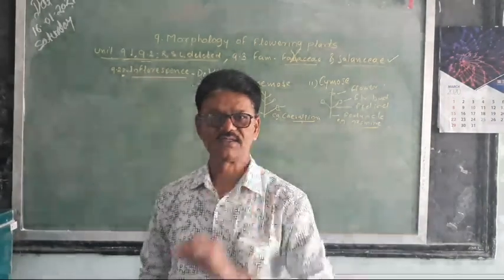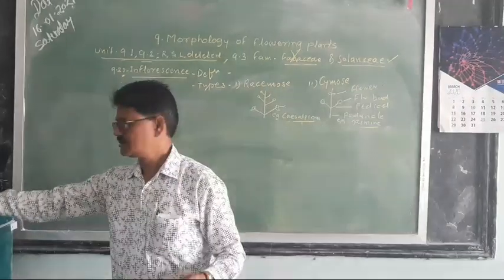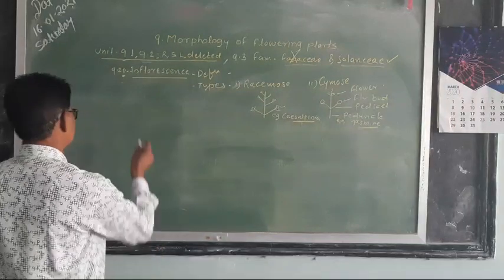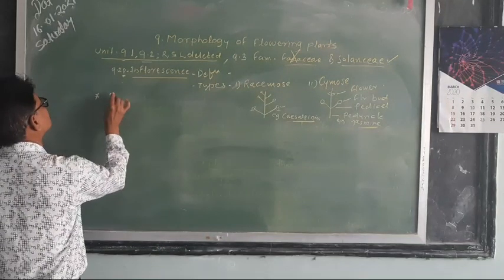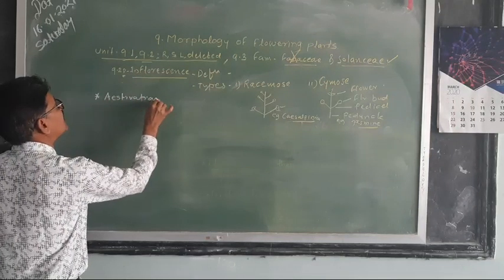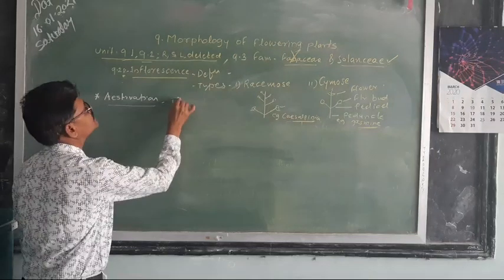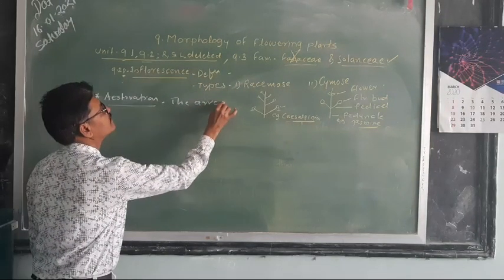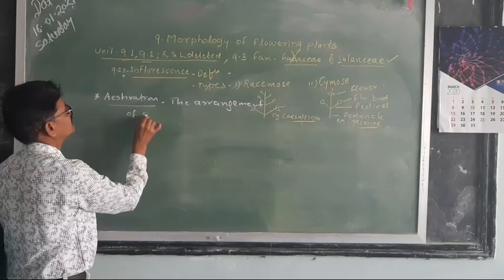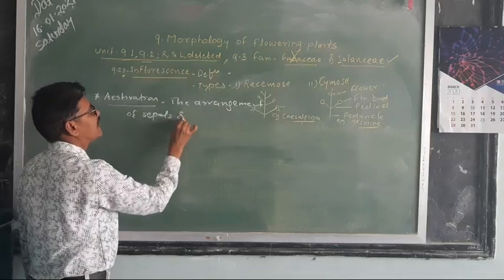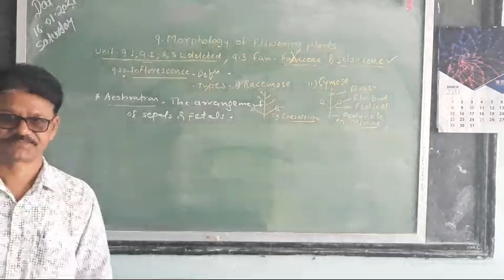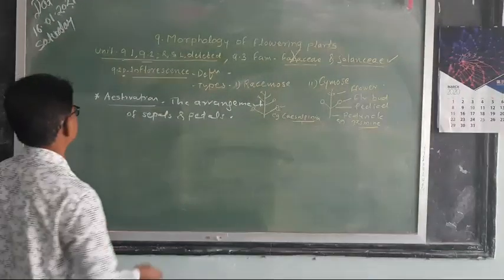Then we see the floral parts like calyx, corolla, androecium and gynoecium. And of this, one topic remained, that is the aestivation. What is aestivation? The arrangement of sepals and petals is called aestivation. There are four types of aestivation.